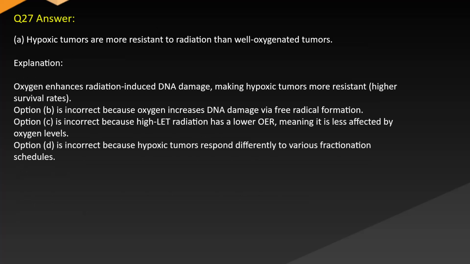Answer A. Hypoxic tumors are more resistant to radiation than well-oxygenated tumors. Explanation. Oxygen enhances radiation-induced DNA damage, making hypoxic tumors more resistant. Option B is incorrect because oxygen increases DNA damage via free radical formation. Option C is incorrect because high-LET radiation has a lower OER, meaning it is less affected by oxygen levels. Option D is incorrect because hypoxic tumors respond differently to various fractionation schedules.